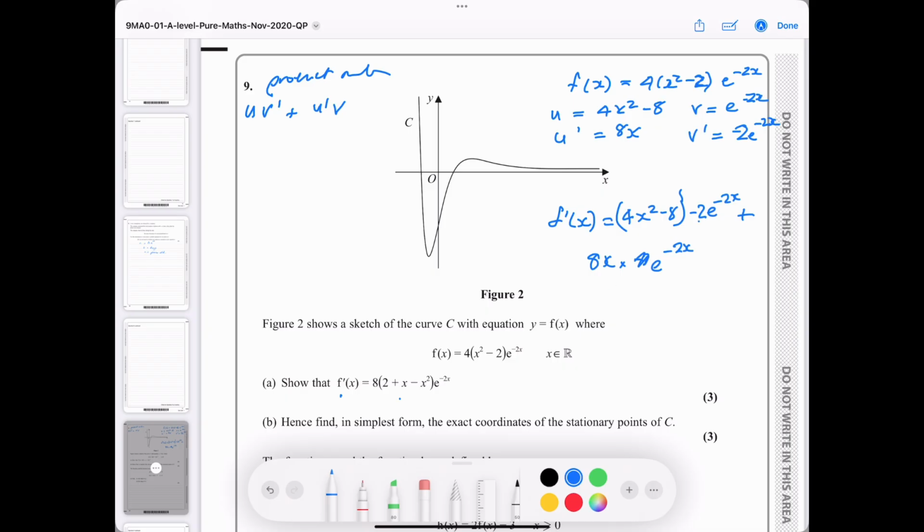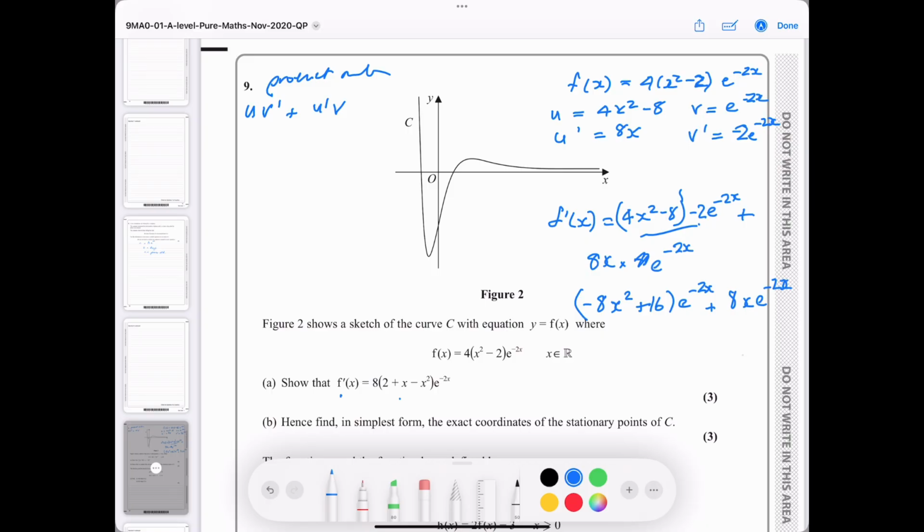So let's times minus 2 out by that. So we get, on this side, minus 8x squared plus 16. So that's that bit done, and then let's just times that by e to the minus 2x, and plus, and that's just 8x e to the minus 2x.